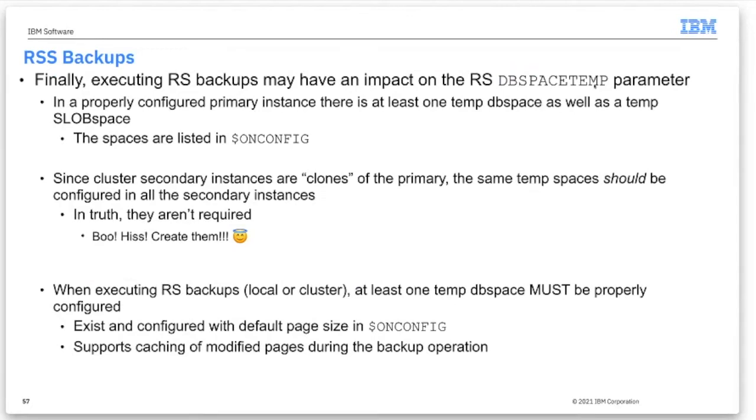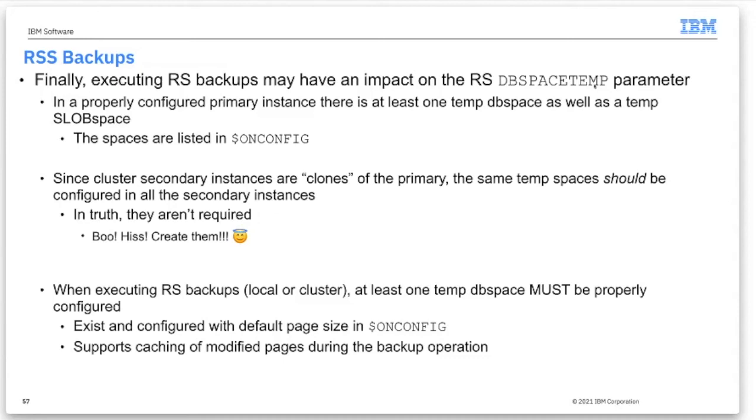So finally, the last thing in terms of infrastructure is that executing an RS backup will have an impact on the DB space temp parameter that you have set on that secondary. Now, in a properly configured primary instance, you will have your regular DB spaces and at least one temp DB space as well as one temp slob space, and those spaces are obviously listed in onConfig. HA cluster secondaries do not have to have these temp objects.